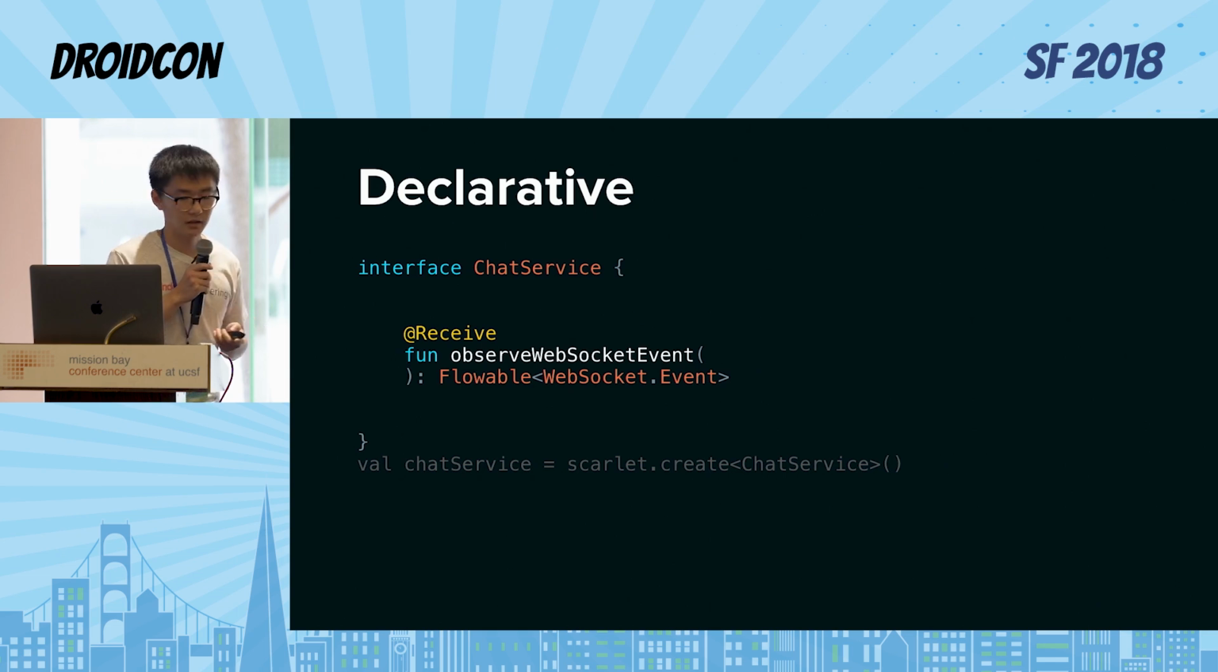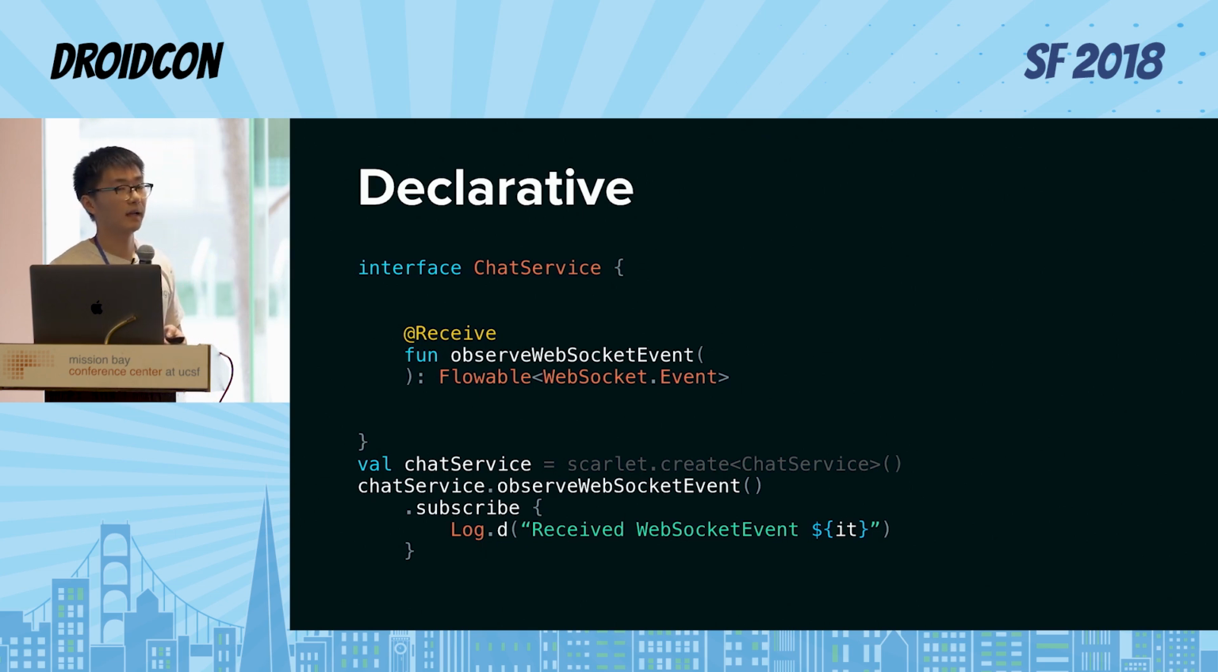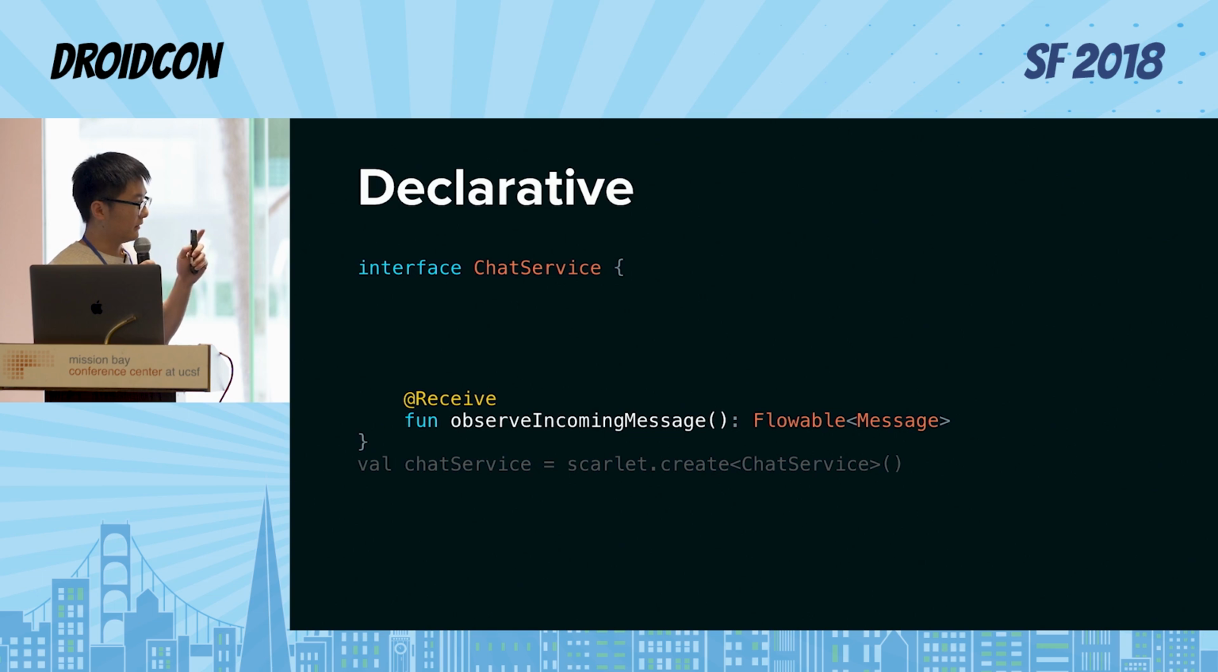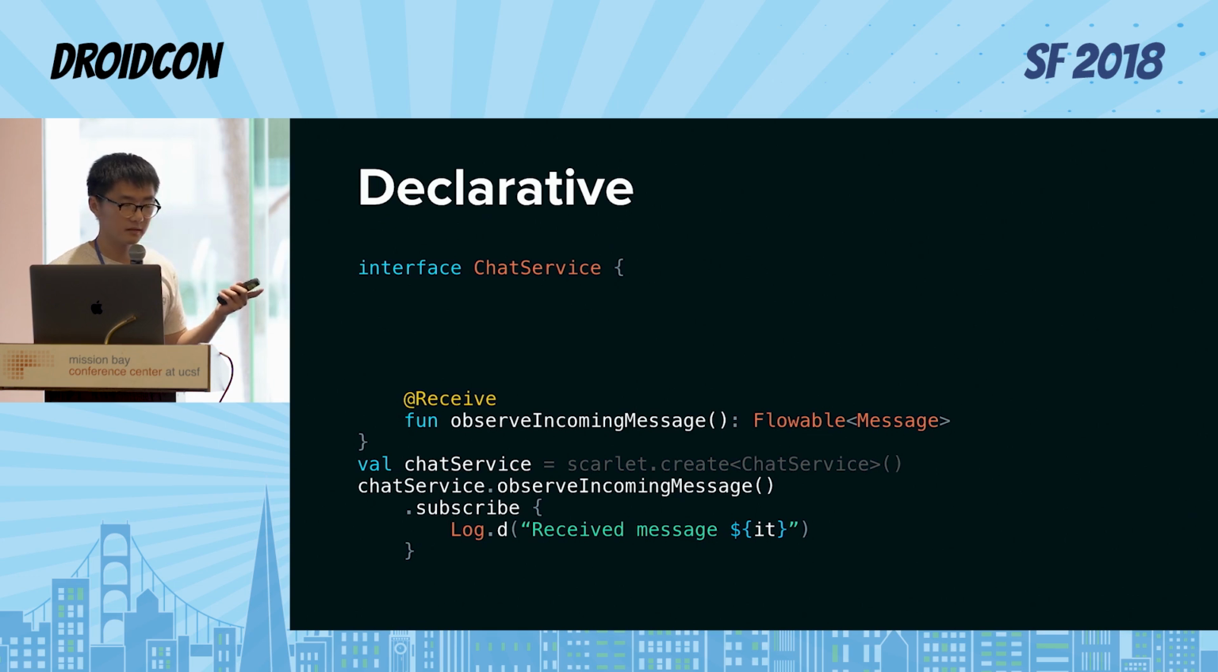To observe connection state, however, you would need to declare a method with the receive annotation, and the return type will be a flowable of WebSocket event. After you created an implementation of this interface, you can subscribe to the connection state and log them. To be able to receive incoming message, it is similar. You only need to change the return type to the message type you expect from the server. And after the service is created, you can subscribe to it.